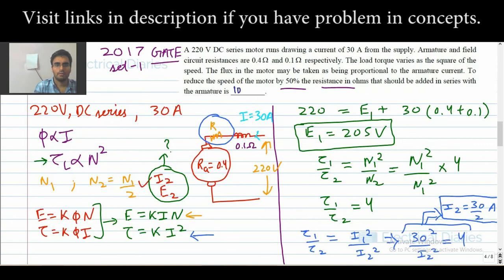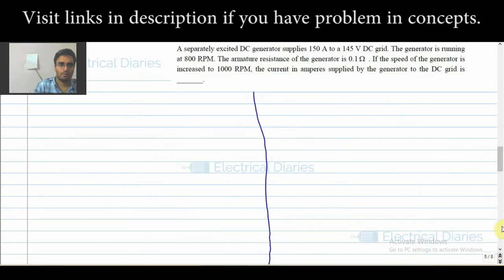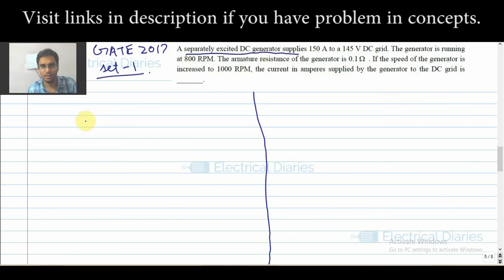So the answer is 10.75 ohms. Now we will see the next question, GATE 2017 set 1. Now, a separately excited DC generator. Separately excited, one thing clicks to my mind, that flux is constant. Let me draw the generator.